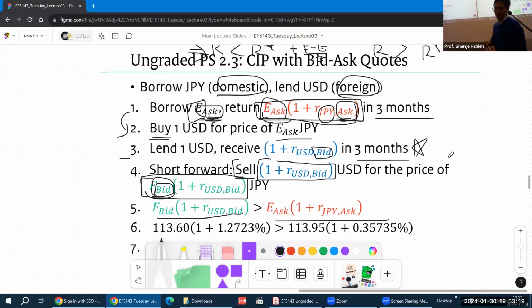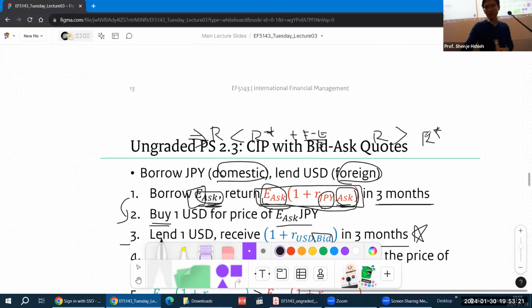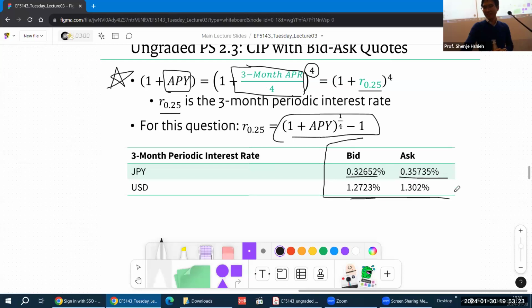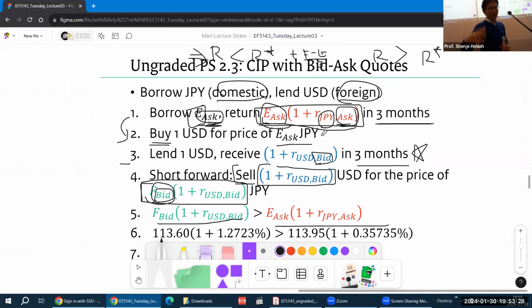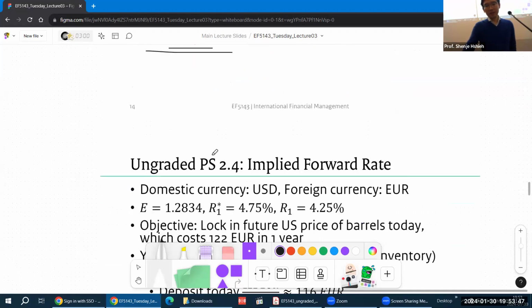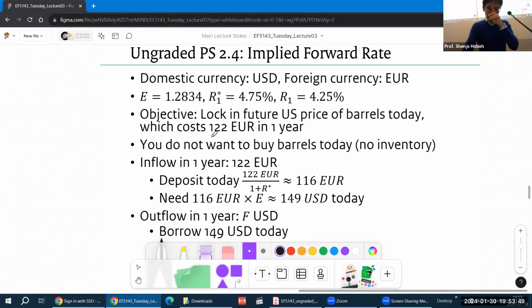Comments, questions on 2.3? So the hard part is actually this. I think this is the tricky part. But if you got that down, then this is just a review of triangular arbitrage with bid-ask prices, but now applied to CIP. That's it. Okay, cool. Let's move on to the last question.